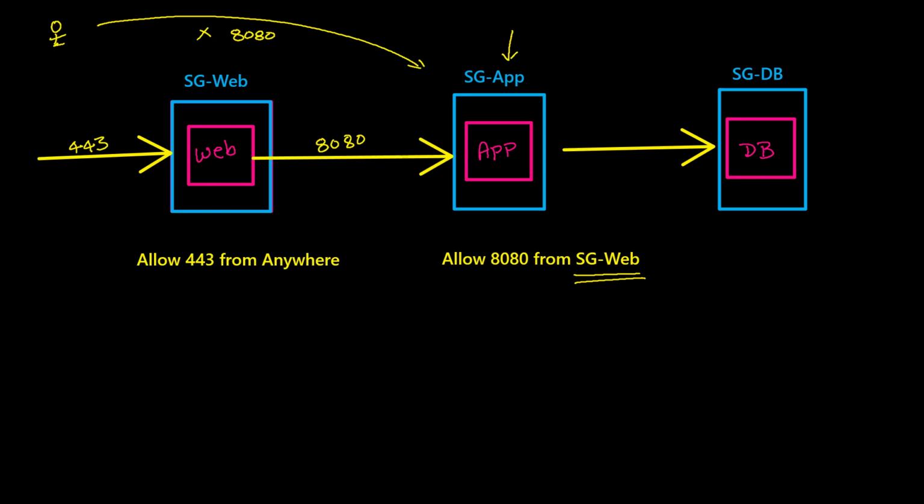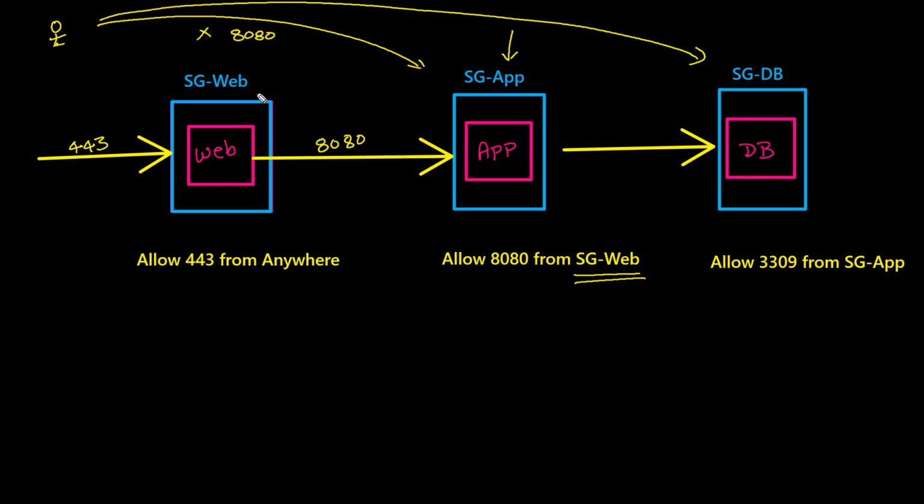And probably you have got an idea now of what entry would exist in my security group DB. In security group DB, I would just say, hey, allow, let's say this one is port number 3309, right? From, and that time I would say SG App. So only SG App would be able to communicate to the database. If somebody is directly trying to communicate to my database server, even if that somebody is the web server, those requests will be denied. They won't be allowed to access.